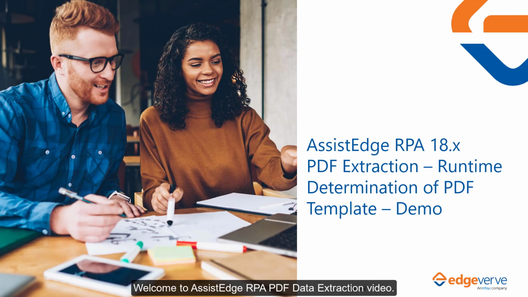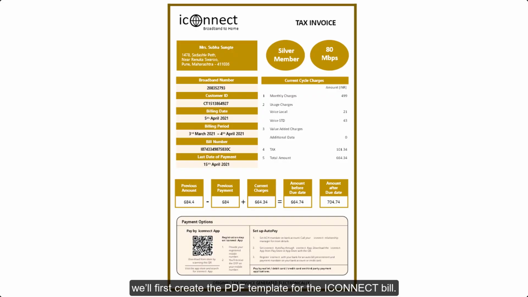Welcome to AssistEdge RPA PDF data extraction video. In this video, we will create the automation process which extracts data from a set of PDF documents with different structures. To start with this automation process, we will first create the PDF template for the iConnect bill.